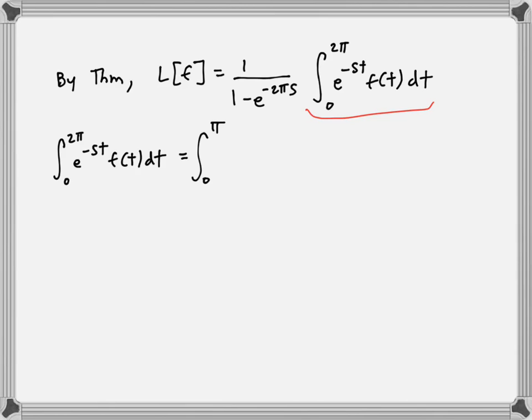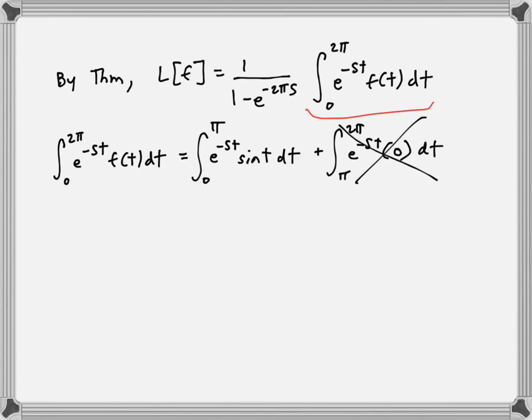Okay, but from 0 to pi, that's sine, so it's going to be e to the negative st sine of t dt. And I don't really need the other one, I'll just write it down here, but remember, I don't need it because this is going to be 0 anyway, right? That was how our function was defined for that piece, so we don't really need to do that. So all we really need to do is figure out what the integral is from 0 to pi of e to the negative st sine of t. Okay?